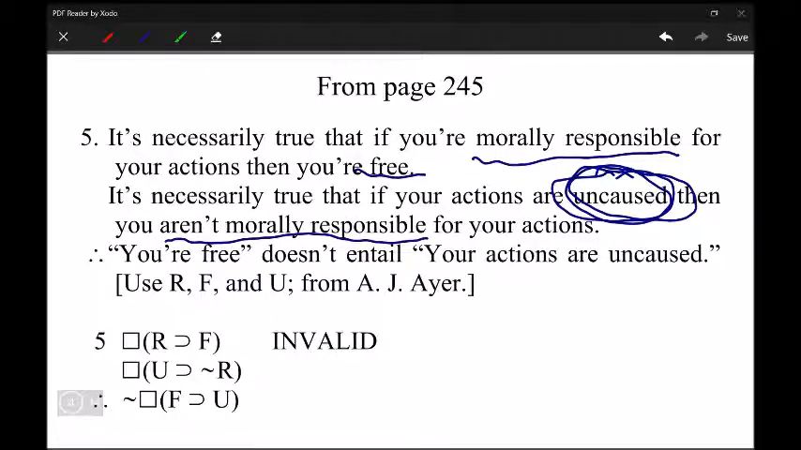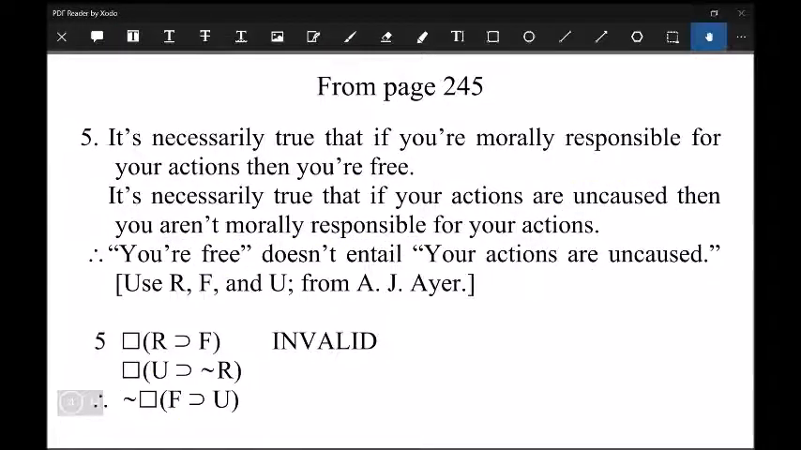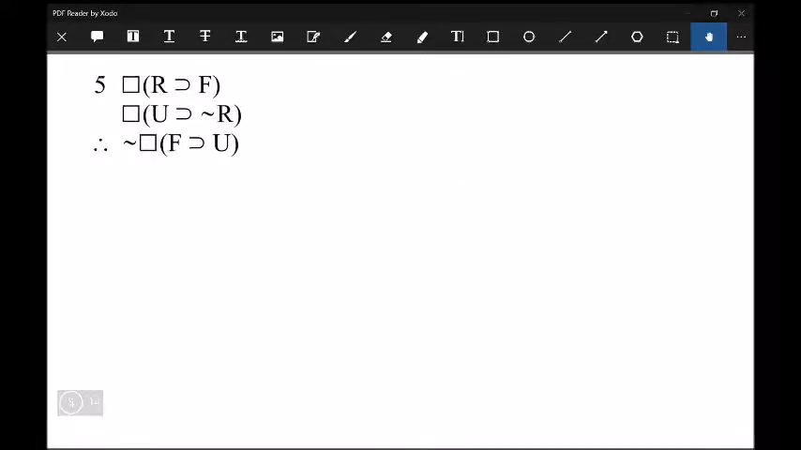The conclusion is: if you're free, then your actions are uncaused. Not necessary. If free, then uncaused. There you go. Is it a good argument? Well, I think a certain word is unclear there. But the problem is it's not valid. And if you try to prove it, you will see that. So let's work it out.